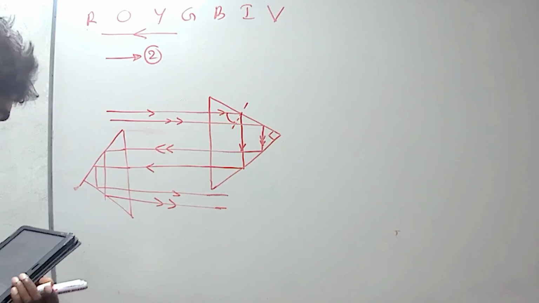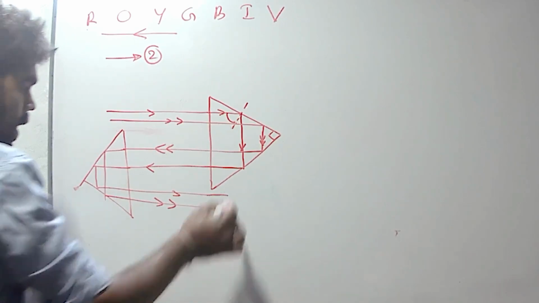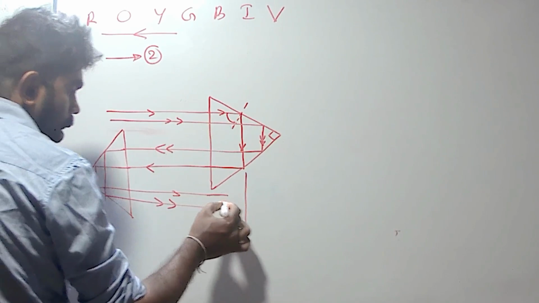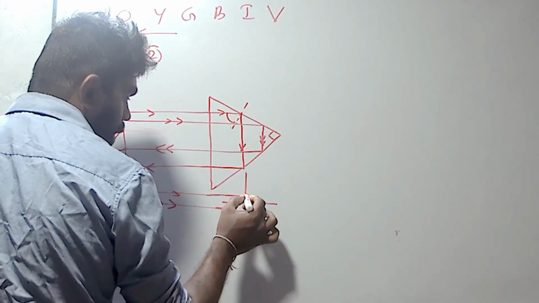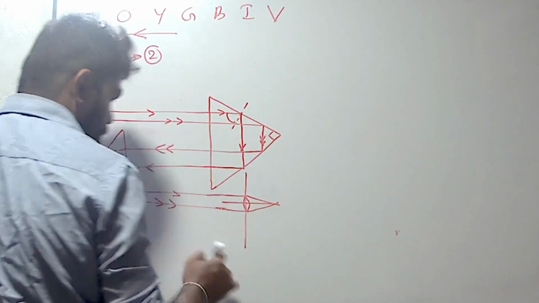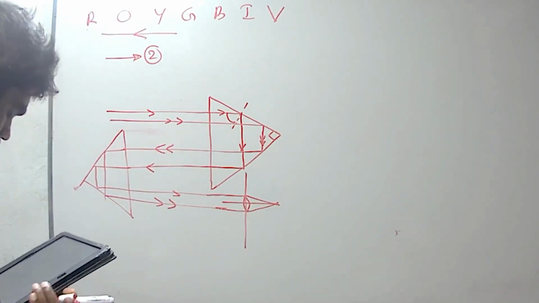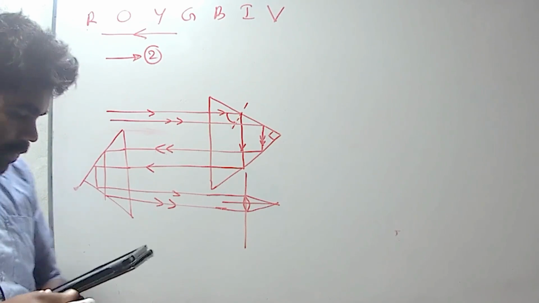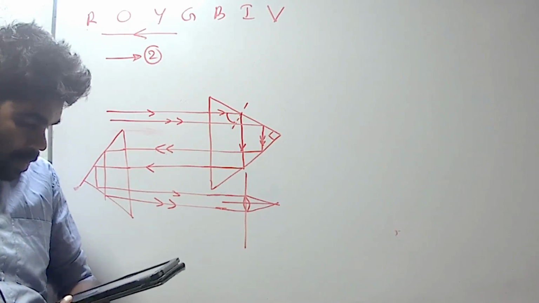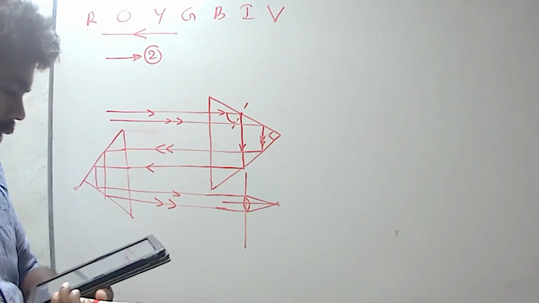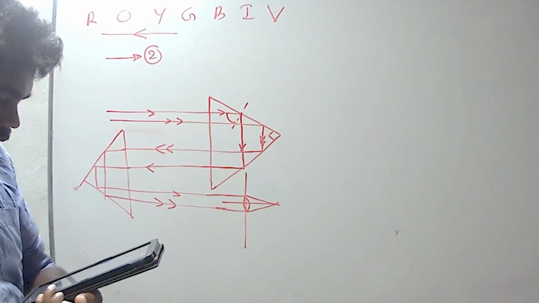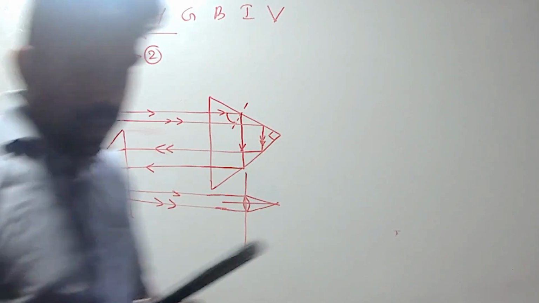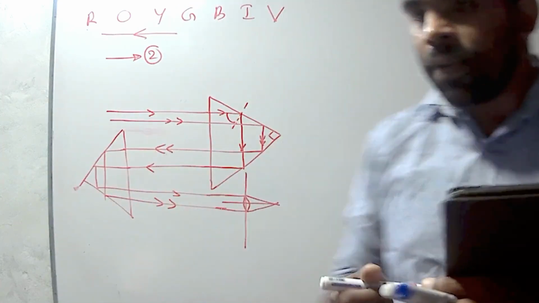And finally, we can place a convex lens to focus this right face. Then A should be 45, 90, 45 prism. B should be 45, 90, 45 prism. And C should be a convex lens. Then answer should be 5.